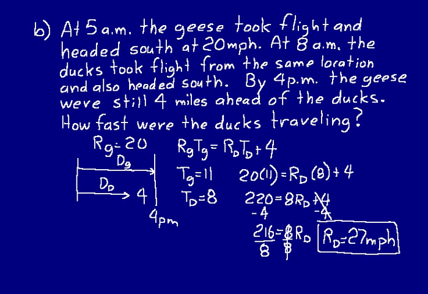Make sure you answer the question just for what they're asking for. We could figure out how far the geese had traveled. We just multiply that rate of 20 miles per hour by the time that they've been traveling. We could figure out how far the ducks had traveled too, but they didn't ask us that. So make sure you answer the question just for what they're asking.